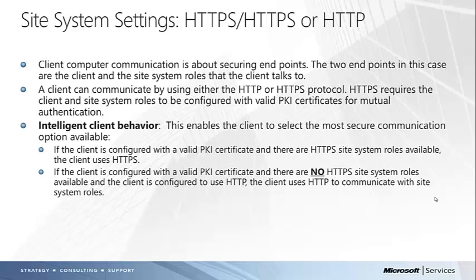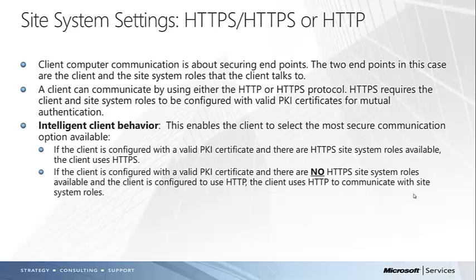Intelligent client behavior. This enables the client to select the most secure communication option available, which means if the client is configured with a valid PKI certificate and there are HTTPS site system roles available, the client uses HTTPS for communication. If the client is configured with a valid PKI certificate and there are no HTTPS site system roles available, and the client is configured to use HTTP, the client uses HTTP to communicate with site system roles.